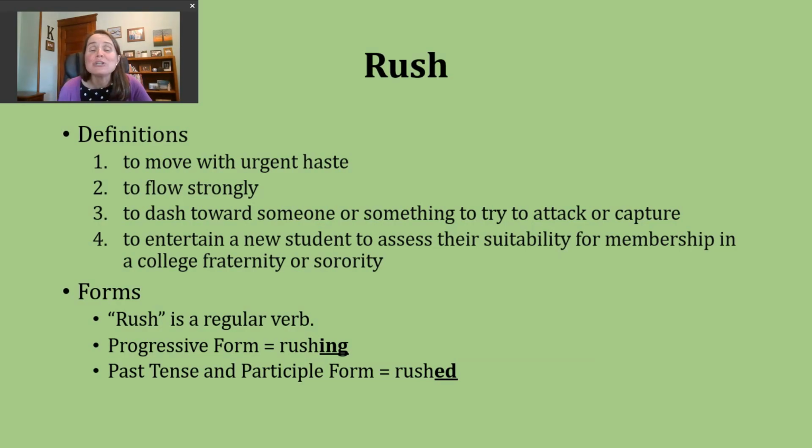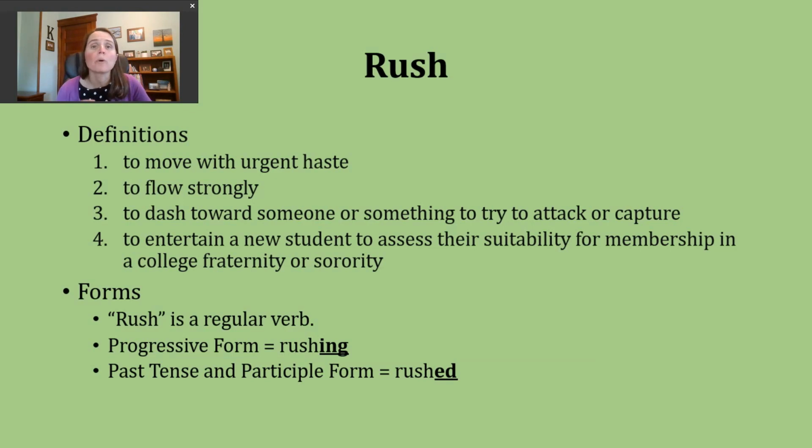For now, you should know that rush is a regular verb. If you want to make the progressive form of this verb, all you need to do is add ing, and that forms rushing. The past tense and the participle form of our verb can be made by adding ed.